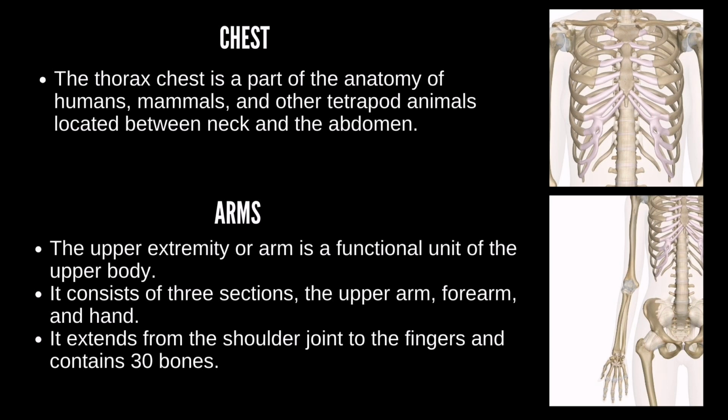Let's proceed to the arms. So the arm or upper arm is the part of the upper limb between the glenohumeral joint or shoulder joint and the elbow joint. The upper extremity or arm is a functional unit of the upper body, consisting of 3 sections: the upper arm, forearm, and hand. It extends from the shoulder joint to the fingers and contains 30 bones, along with the numerous nerves, blood vessels, the arteries and veins, and muscles.